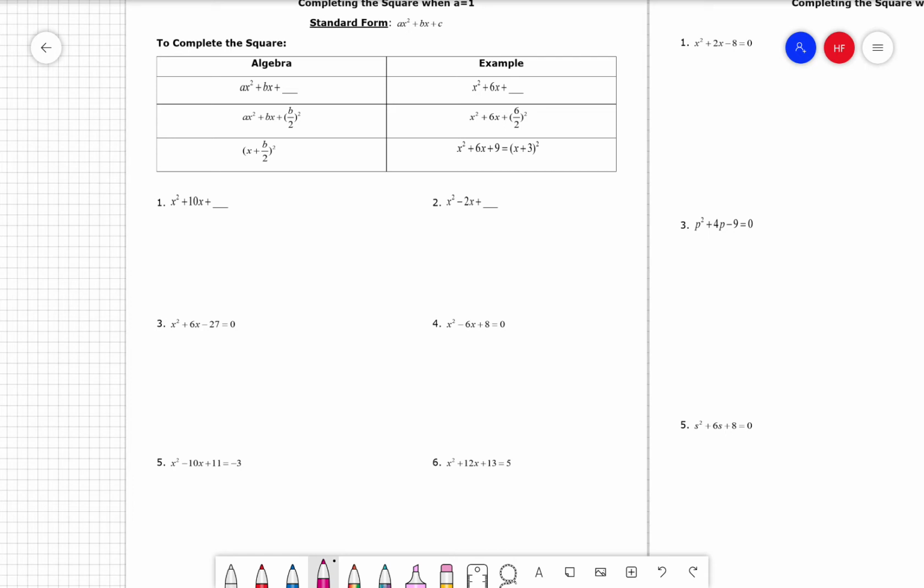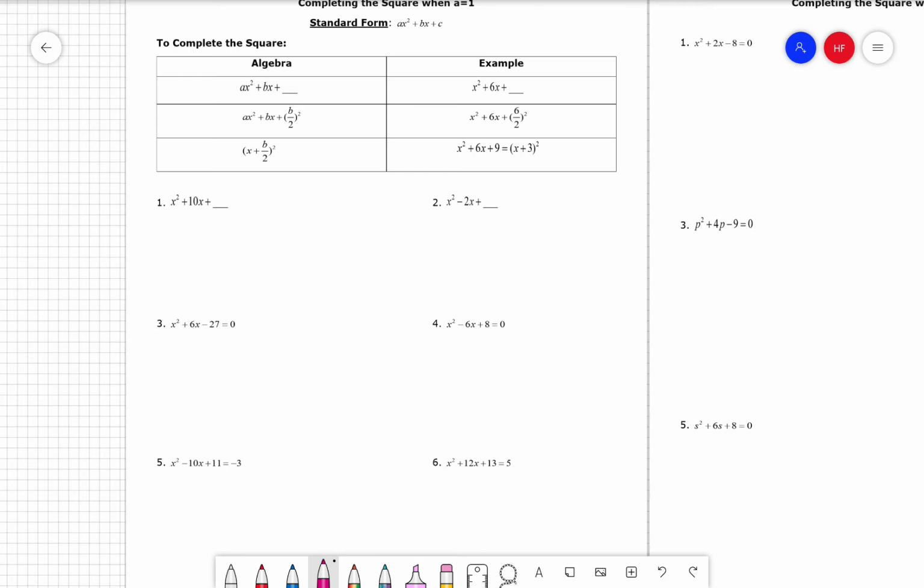So I'm going to show you how to complete the square when a equals 1. On this left side we have the algebra, just showing you with a general form, and on the right we have an example. So we want to write x squared plus bx plus something. We don't know what that something is yet.